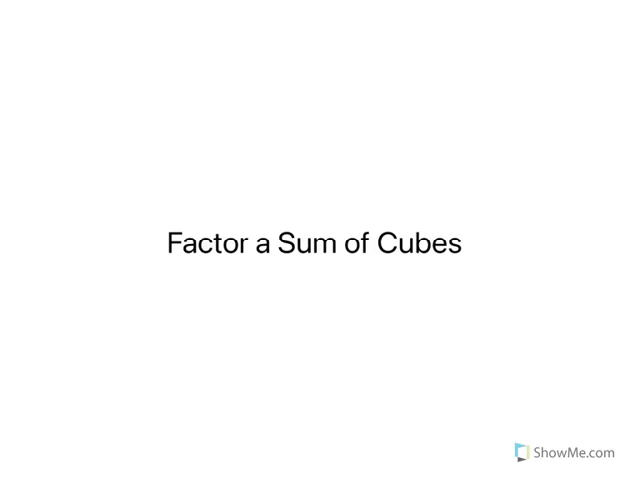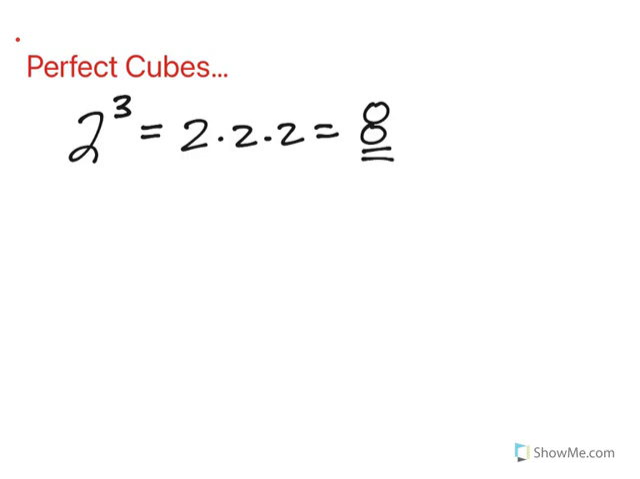Factor a sum of cubes. Now, first, it's important that we understand what perfect cubes are. So if we think about 2 cubed, well, that means 2 times 2 times 2, which is 8. So 8 is a perfect cube because the cube root of 8 is 2.